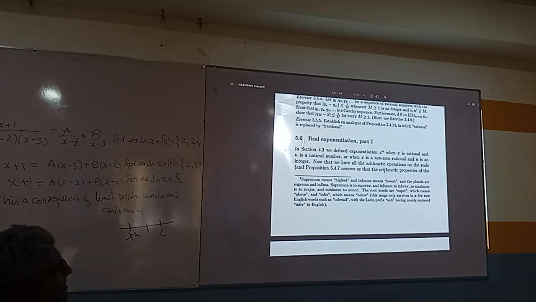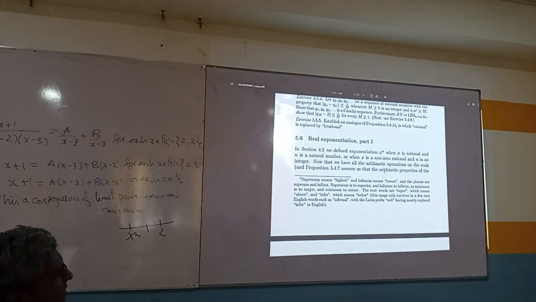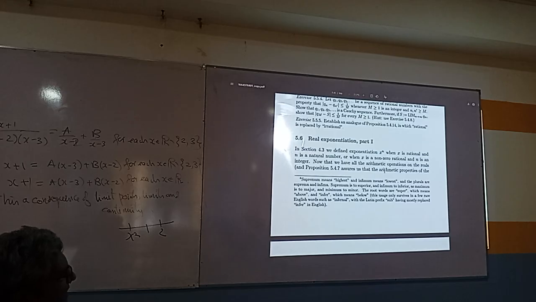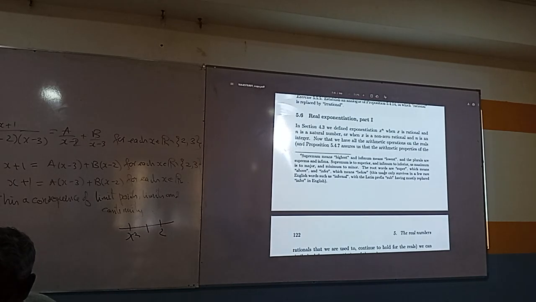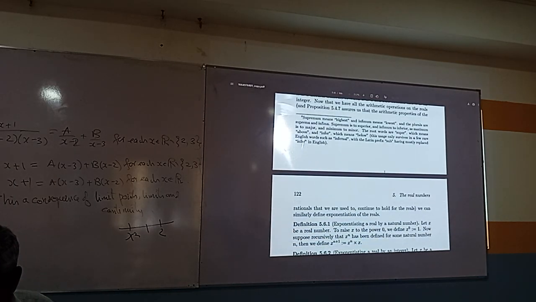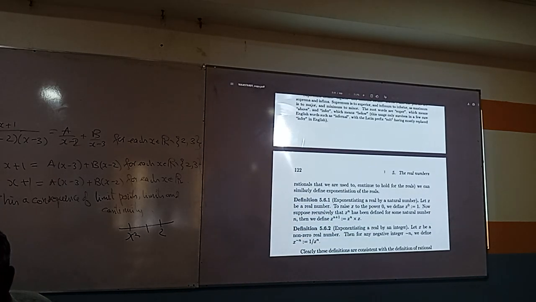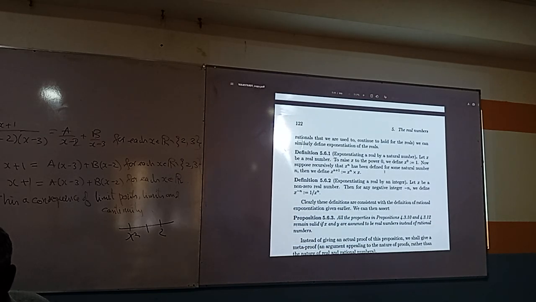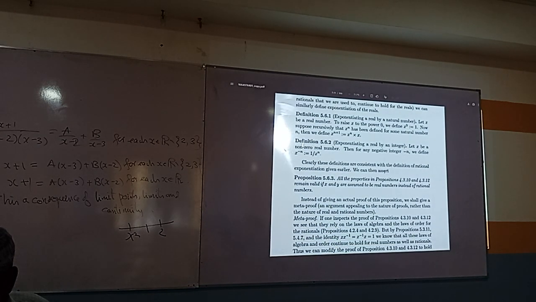Yeah, anyway, let's see. In section 4.3, we defined exponentiation, x to the n, when x is rational and n is a natural number, or when x is a non-zero rational and n is an integer. We did that. Now that we have all the arithmetic operations on the reals, we can similarly define exponentiation for the reals. That's what he says. We are constructing real numbers still.